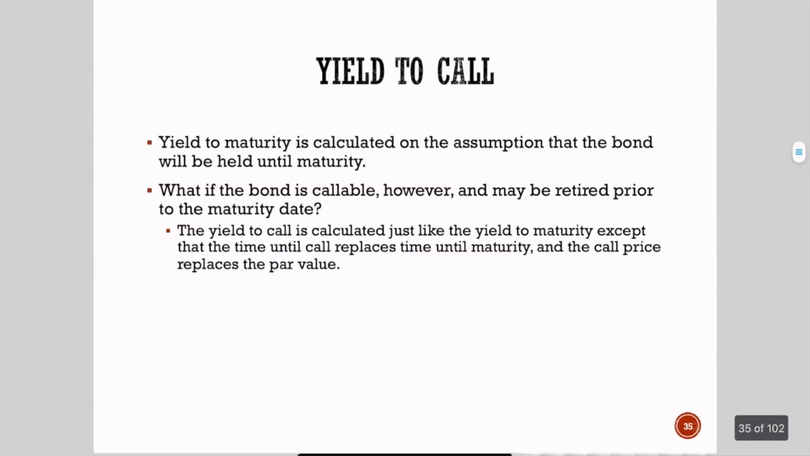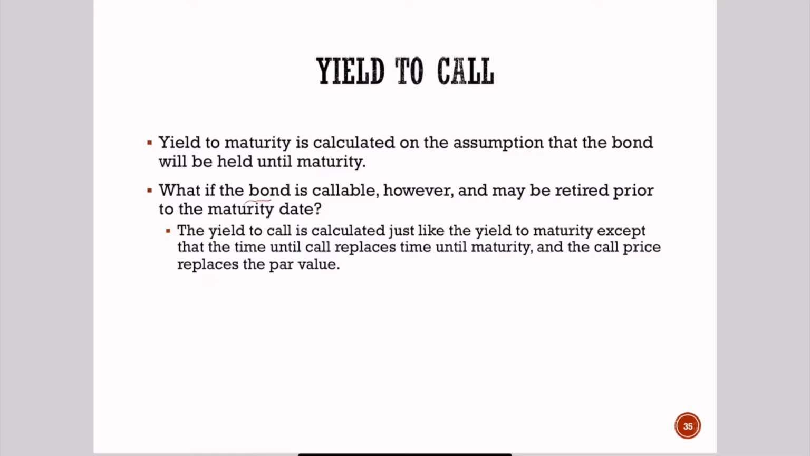Okay. A related concept is yield to call. So basically, when we're talking about yield to maturity, it is based on the assumption that the bond will be held until maturity. But we know that there are different kinds of bonds, and a particular type of bond we have learned in the last class is called a callable bond, right?